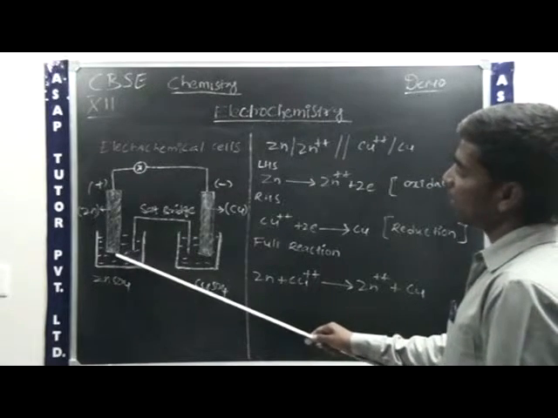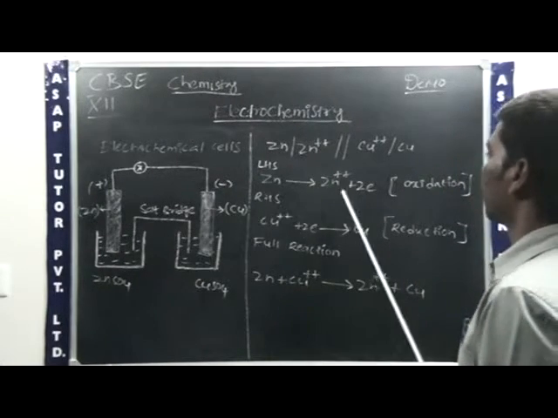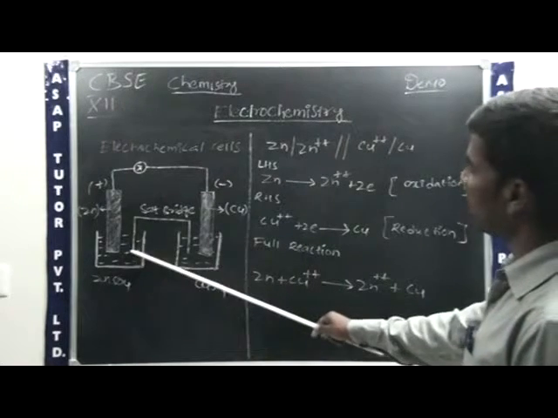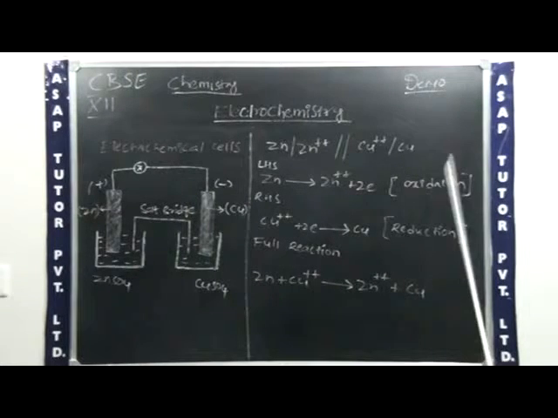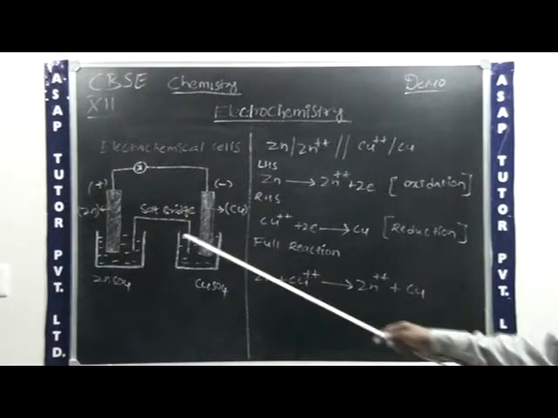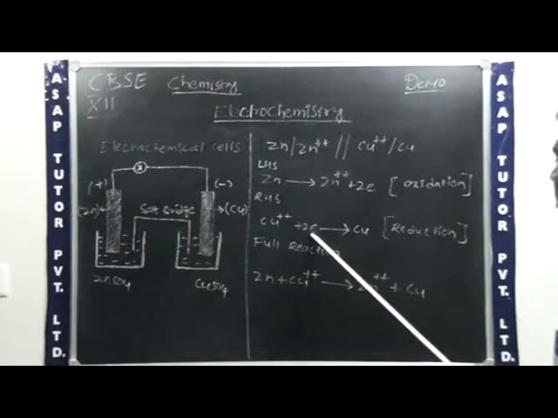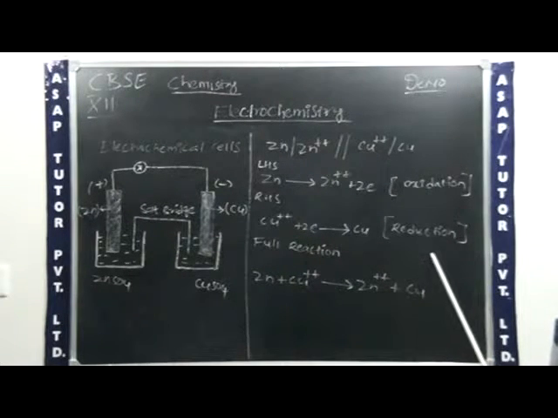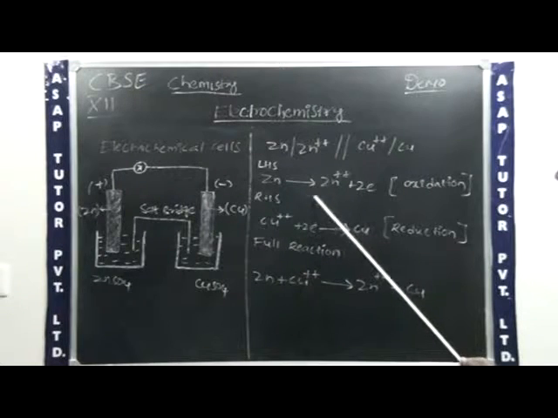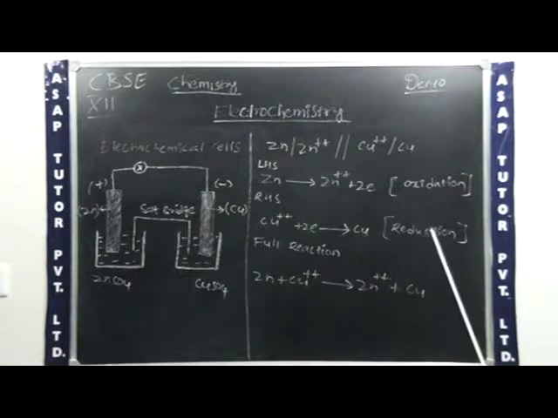Zinc loses 2 electrons, and these 2 electrons go to the copper rod. The zinc forms zinc ions. The loss of 2 electrons by zinc is called oxidation. The 2 electrons are carried to the copper solution, and copper accepts these 2 electrons, forming copper metal. This is called reduction. So when zinc loses 2 electrons, it is oxidation, and when copper accepts the 2 electrons to form copper metal, it is reduction.